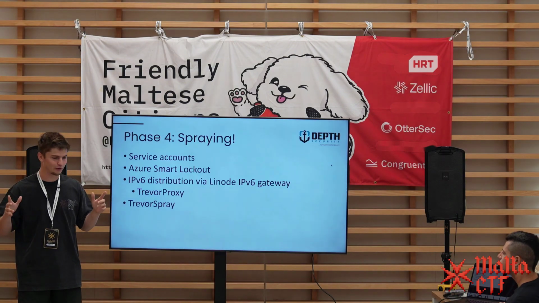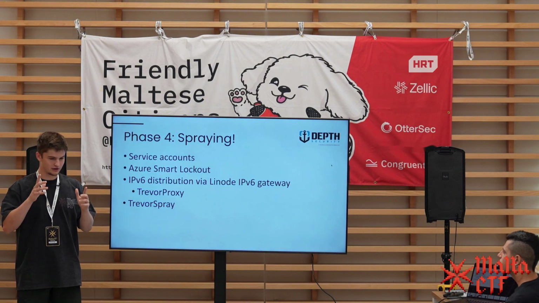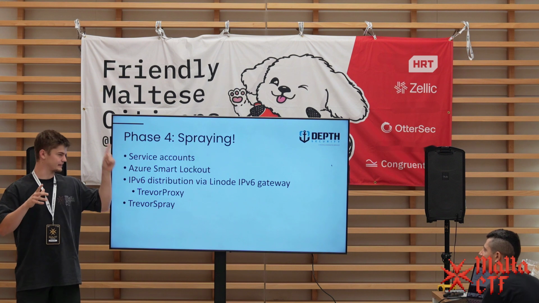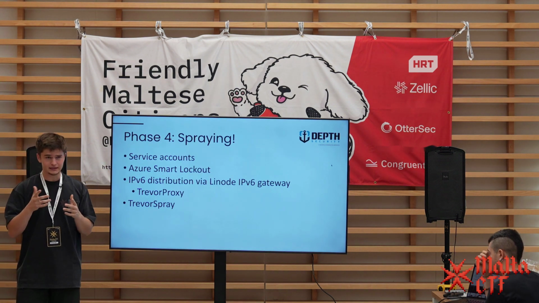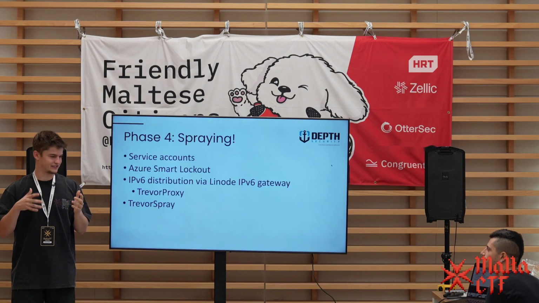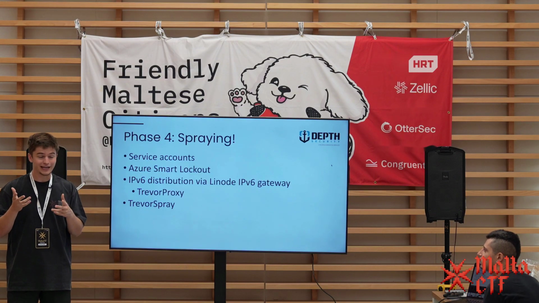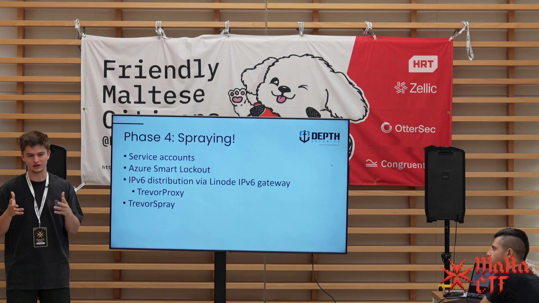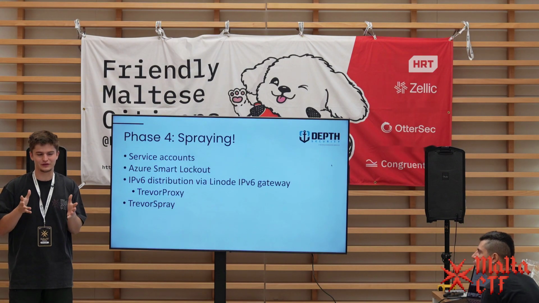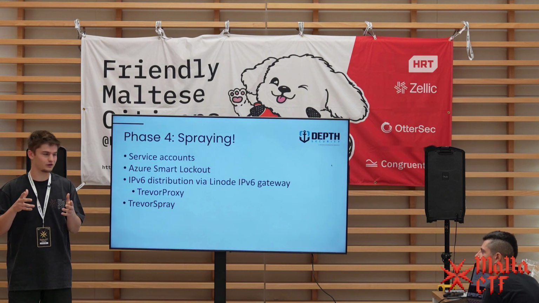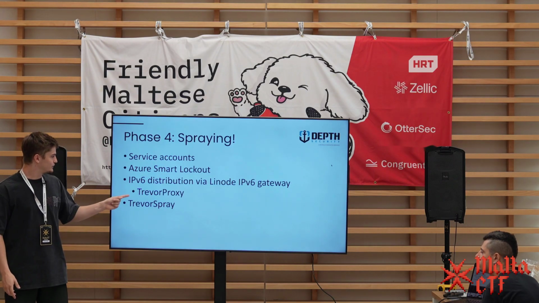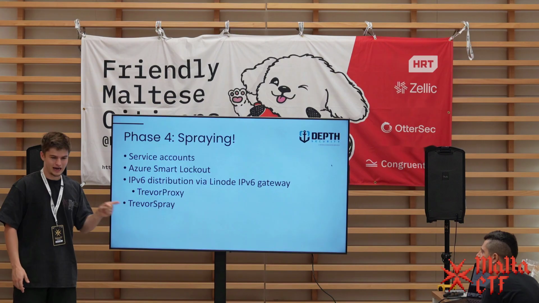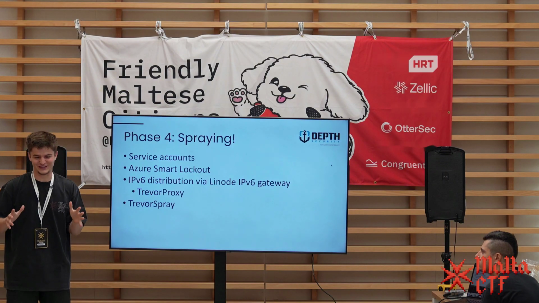Spraying. Service accounts are another thing that I didn't add before. These are accounts like IT at depthsecurity.com, admin at depthsecurity.com, HR, those sorts of accounts, because you may not find those doing open source intelligence. A quick note on Azure Smart Lockout, every pen tester's worst nightmare.